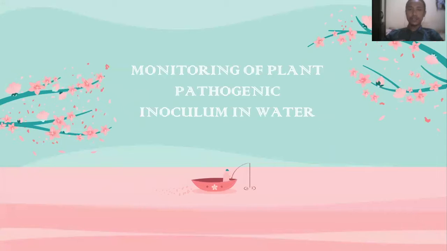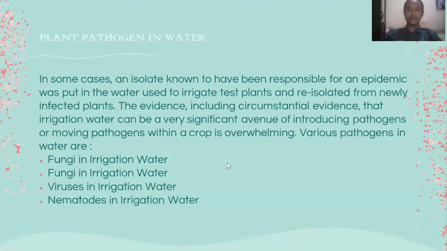First, monitoring of plant pathogenic inoculum in the water. Plant pathogens in water: in some cases, an isolate known to have been responsible for an epidemic was put in the water used to irrigate test plants, and the isolate was recovered from newly infected plants.